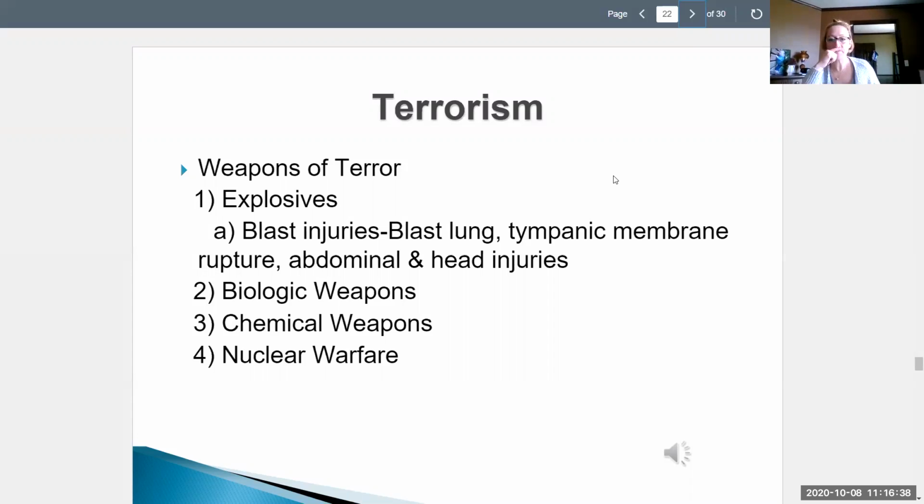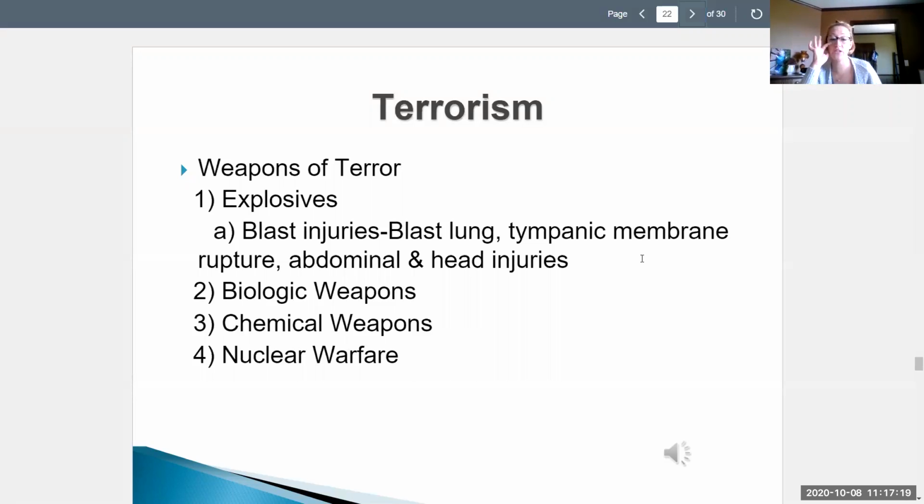Okay, so terrorism is our weapon. We can have lots of different weapons of terror: explosives, biological, chemical, and nuclear. Explosives, especially blast injuries, can be very life-threatening. Blast injuries is just where the movement that goes through the air can travel through the lungs and cause damage to the lung just from the movement, which can cause hemorrhage and the lungs to tear. So it can be very life-threatening. And then of course you can have tympanic rupture, abdominal and head injuries as well. So we're going to talk about a few of these.